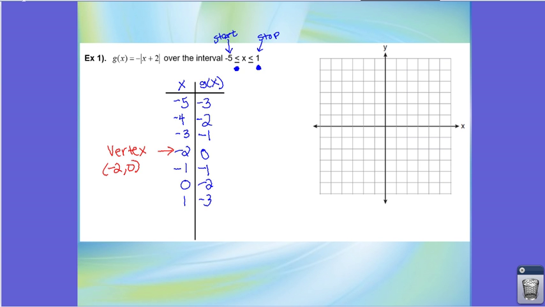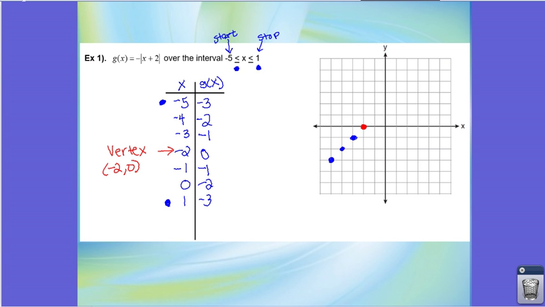So now it's time to plot our points. At negative 5, down 3, I can plot a shaded circle. Sometimes from my interval, right at the beginning, I'll leave myself a note that this should be a shaded circle, and so should 1. Every value in the middle is defined, so negative 4, negative 2 would be a regular point, negative 3, negative 1, and then we have our vertex, negative 2, 0.